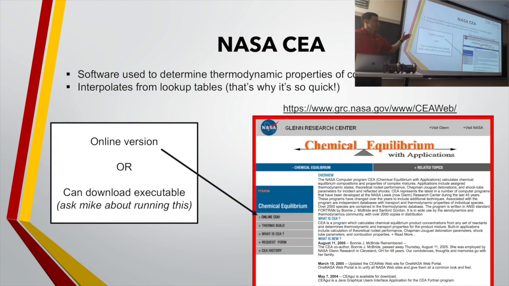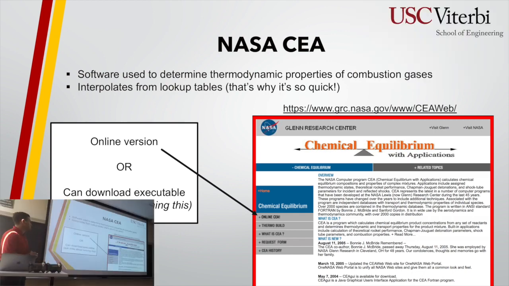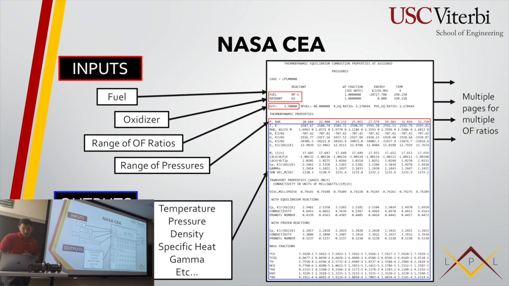What we use is NASA CEA. Someone wrote software that does this in one second. So instead of using hand calcs, which take forever, you just literally go on this website, plug in values, and then it tells you what your chamber properties will be. And so that's the website right there if you need to use it in the future. And this is kind of what the output looks like.